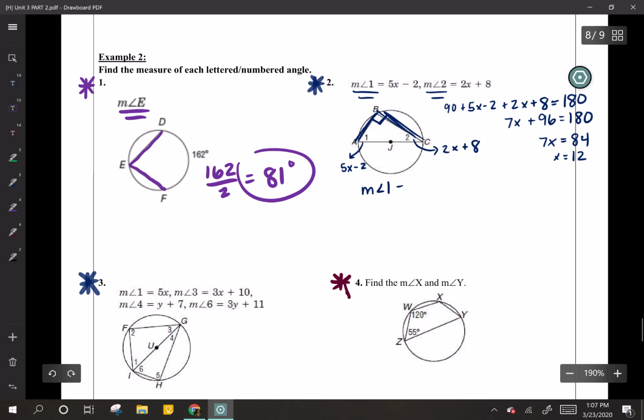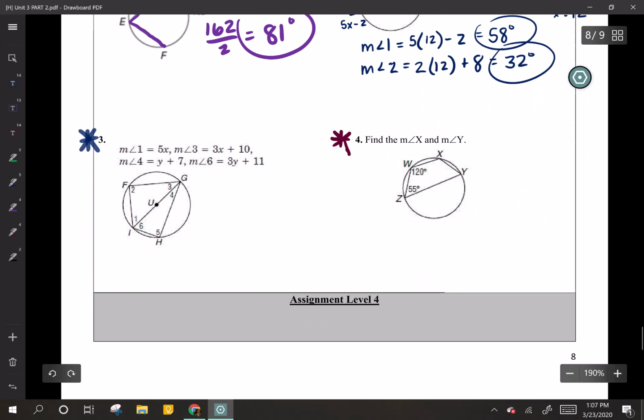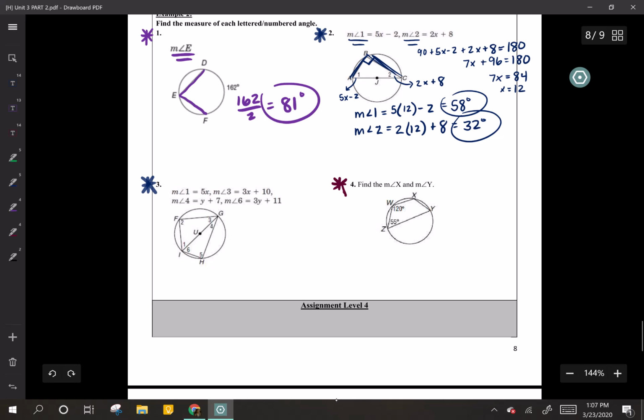Measurement of angle 1 equals 5 times 12 minus 2. And then measurement of angle 2 equals 2 times 12 plus 8. So ultimately, our final answers should be 58 degrees and 32 degrees.